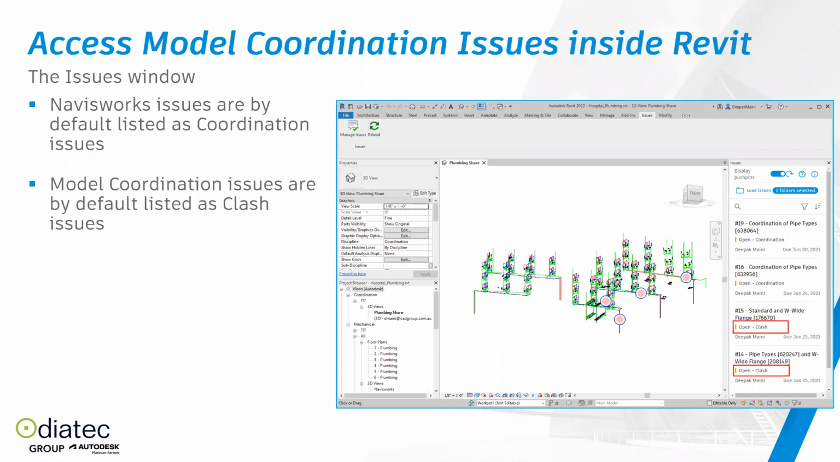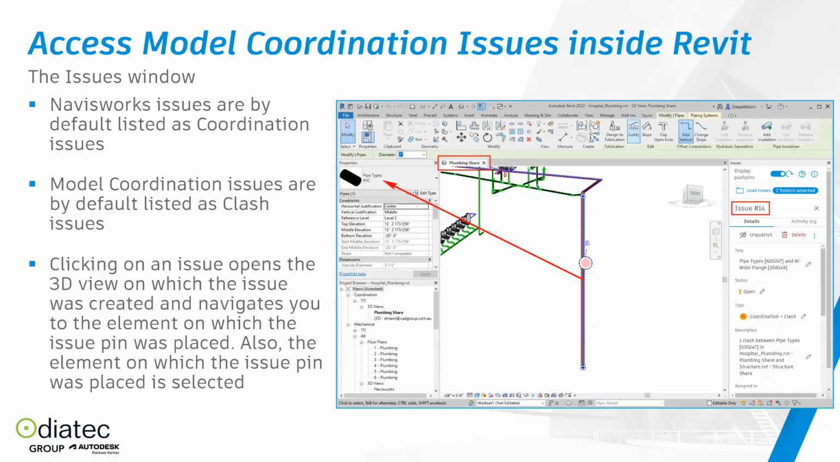So it's important to understand that if you create a Navisworks issue, it by default comes in as a coordination issue. The model coordination issues are by default listed as clash issues as a category. That's what we're seeing here on the right-hand side. That's the category, if you're familiar with issues. You can see these two were created in model coordination, and these two were actually created in Navisworks, purely because the category says coordination. That's not to say that if you create an issue in your web browser, not in Navisworks, you can't still assign it as a coordination category or a clash category. And then clicking on an issue opens the 3D view on which the issue was created, and this navigates you to the element on which the issue pin was placed.